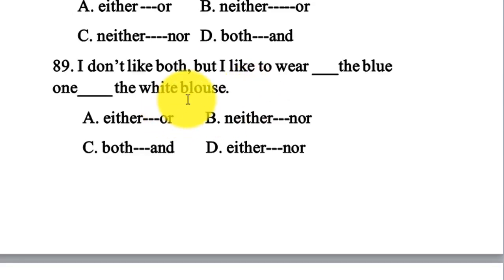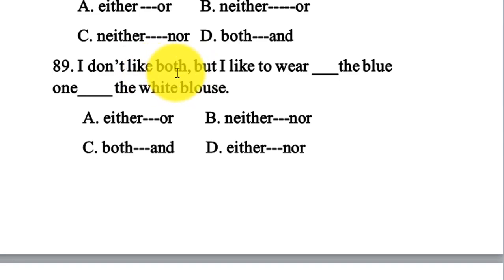I don't like both, but I like to wear blank, the blue one all the way to blue. See, the question is here. It restricts the answer that you are going to complete. What's the answer? I don't like both.